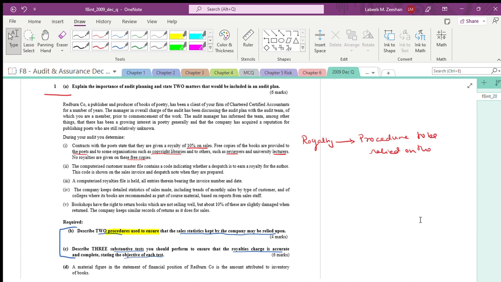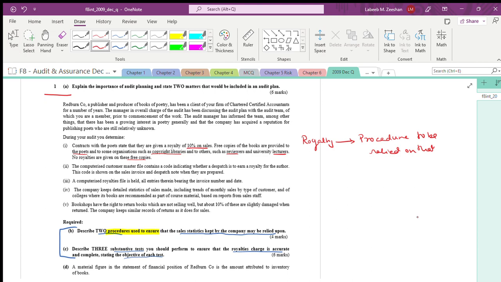That's all. And we have to make sure that yes, this is the royalty. Means you have to make sure that 10% of the sales we have received. Fine. We have given the free copies to the poets and some organizations. We have given free copies. No royalties have been charged from some specific people. This we have to make sure.